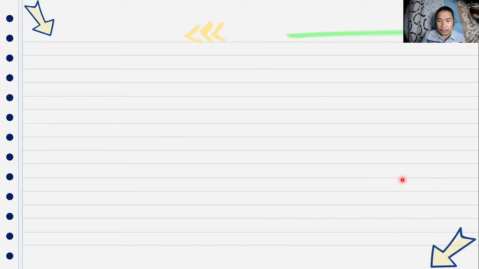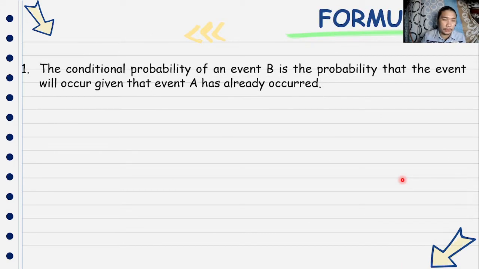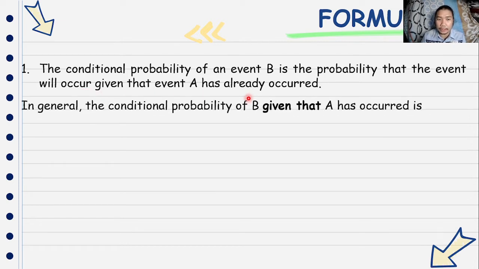So what is the formula in conditional probability? First, the conditional probability of an event B is the probability that the event will occur given that event A has already occurred. In general, the conditional probability of B given that A has occurred is equal to the number of A intersection B over the number of A.